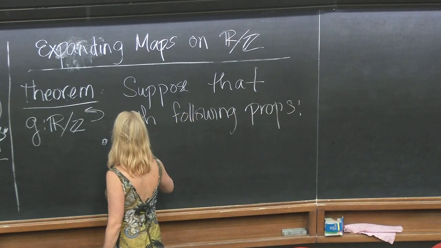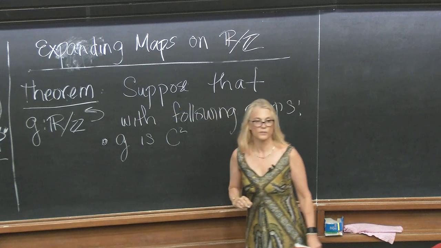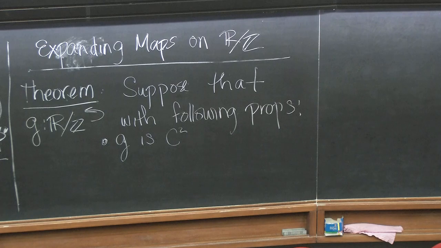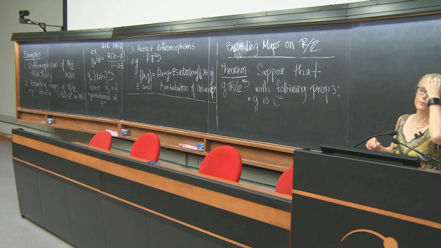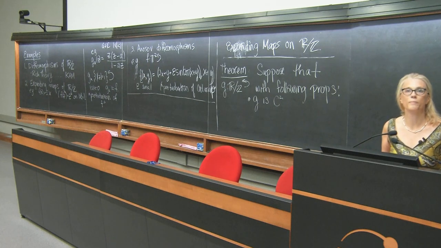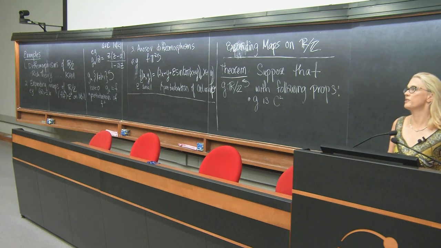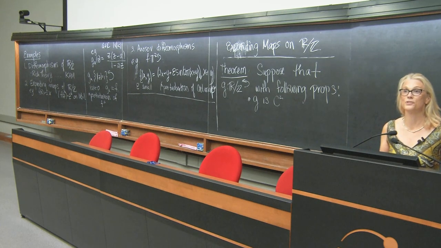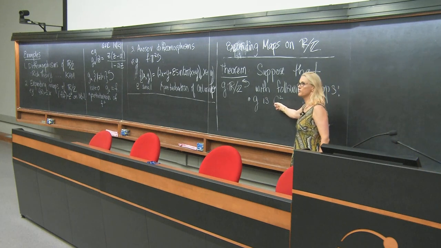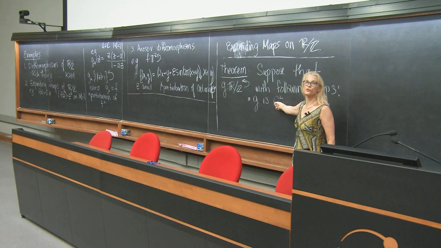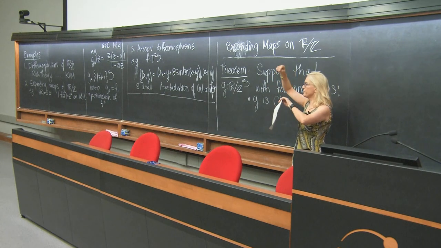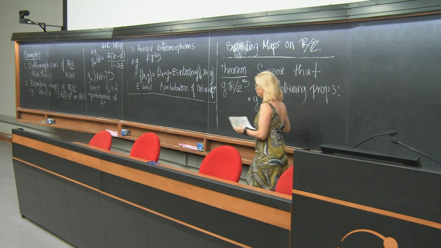The first is that G is C2. So I need twice continuously differentiable, because I need that the derivative of G is once continuously differentiable. And if it's only once continuously differentiable and nothing more than that, this theorem does not hold. There exist counterexamples. So this is a very important hypothesis, and it's going to play a role in the distortion estimates that I referred to yesterday. Remember, we were looking at ratios of derivatives of high powers of a map and trying to bound those. This will play an important role.